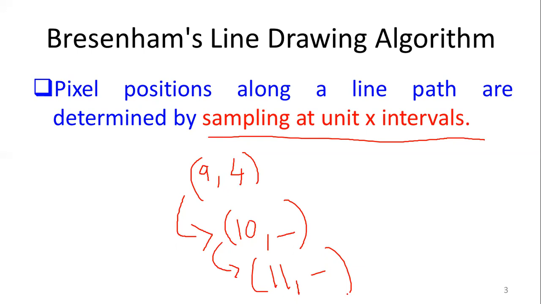So in Bresenham's line drawing algorithm, you can predict the values of the X coordinate of the pixels to be plotted in each step. If the first pixel to be plotted had coordinates 9, 4, then obviously the next pixel will have coordinates 10, something, and the third pixel to be plotted will have X coordinate 11. Y coordinate you can't predict. So that is the point. We will be sampling at unit X intervals.